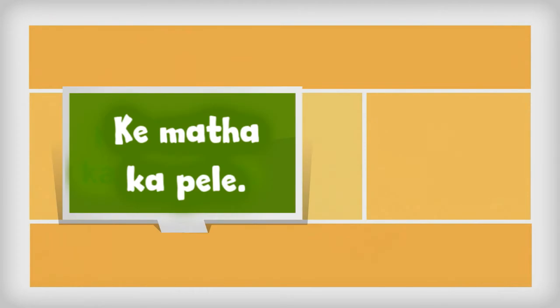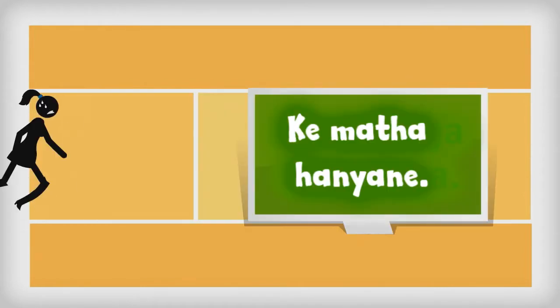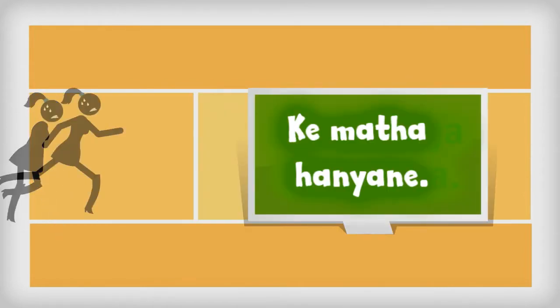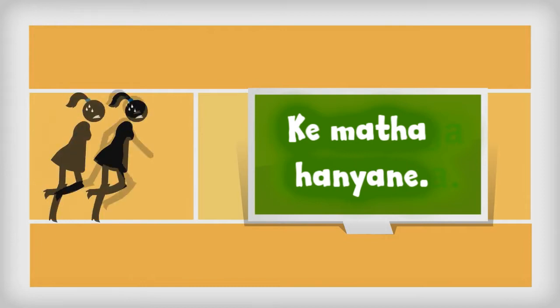Today, we're learning how to use fast and slow in a sentence. Are you ready, kids? Yeah! To say I run fast in Sesotho, we say Ke mata ka pele, and to say I run slow in Sesotho, we say Ke mata hanyane.